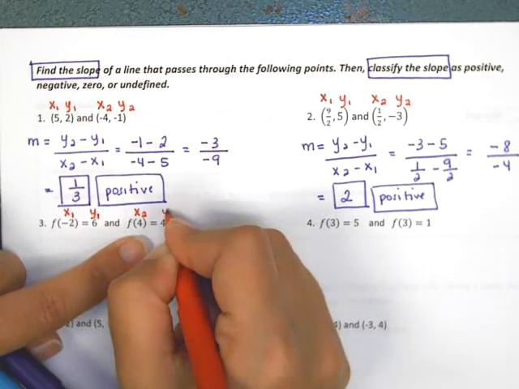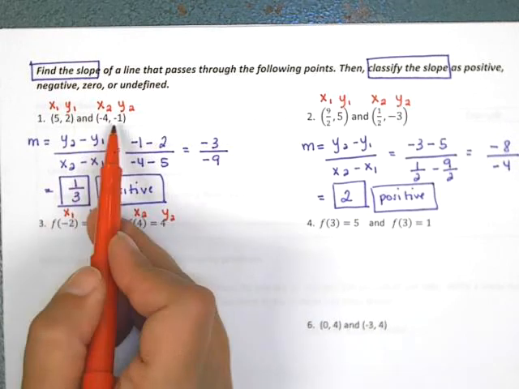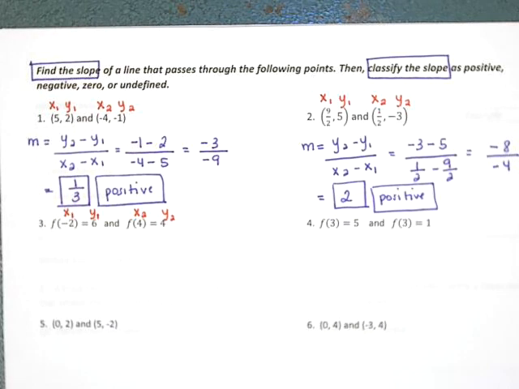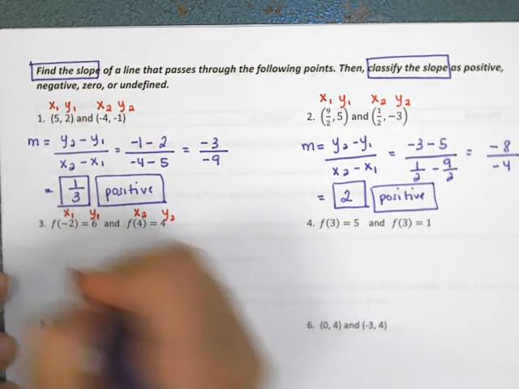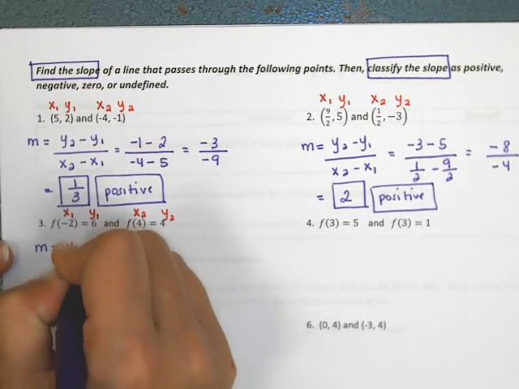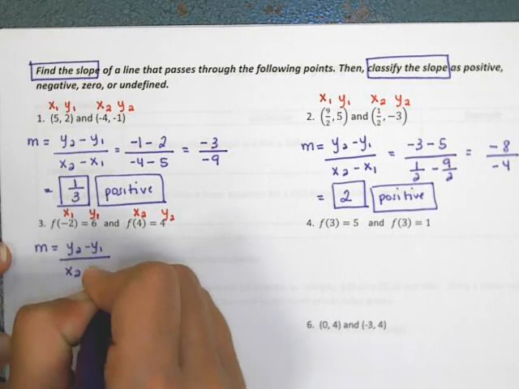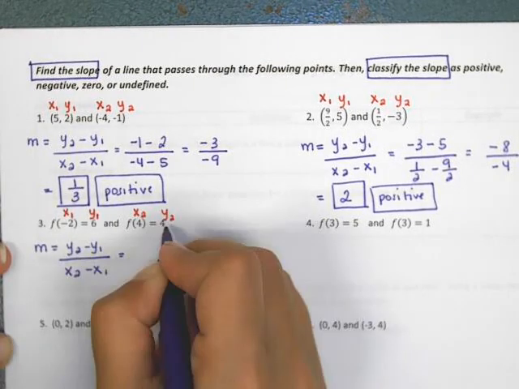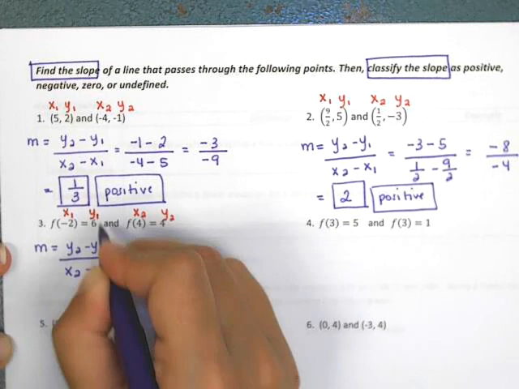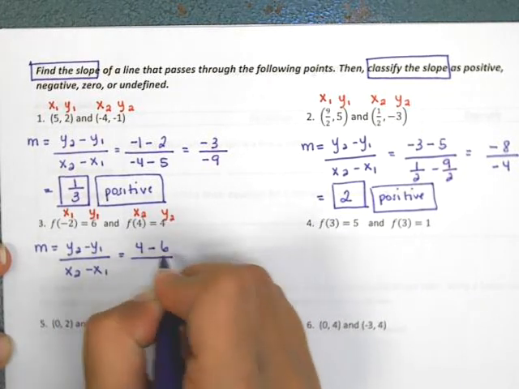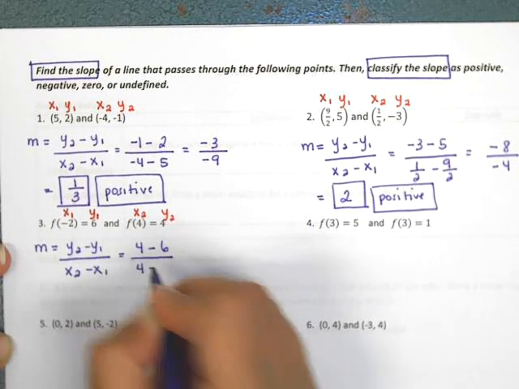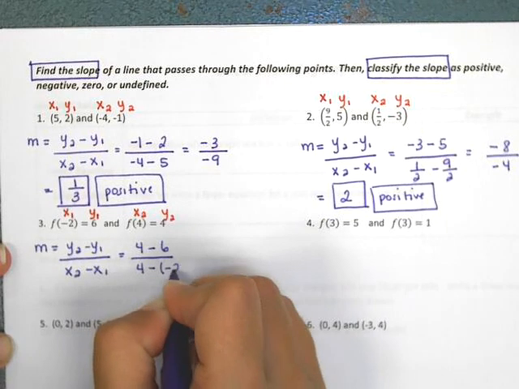x2, y2. So it's the same way I did this problem. X is first, y is second. It's just a slightly different notation. Instead of writing it in an ordered pair, they used function notation. So now I'm going to do m equals y2 minus y1 over x2 minus x1. Y number 2 is 4 minus y number 1 is 6. X number 2 is 4 minus x number 1 is negative 2.